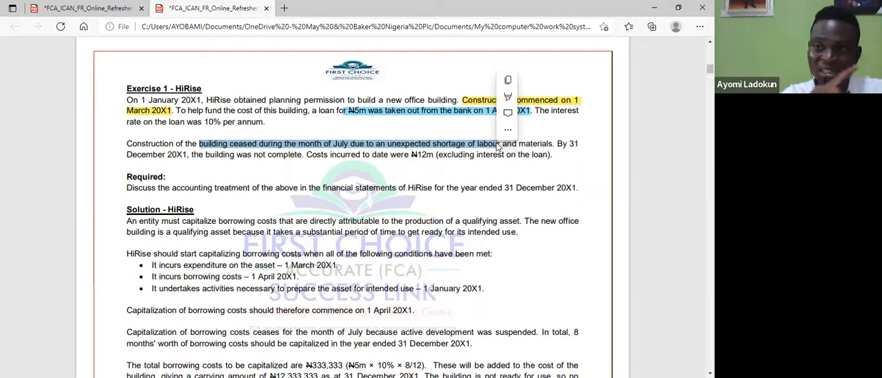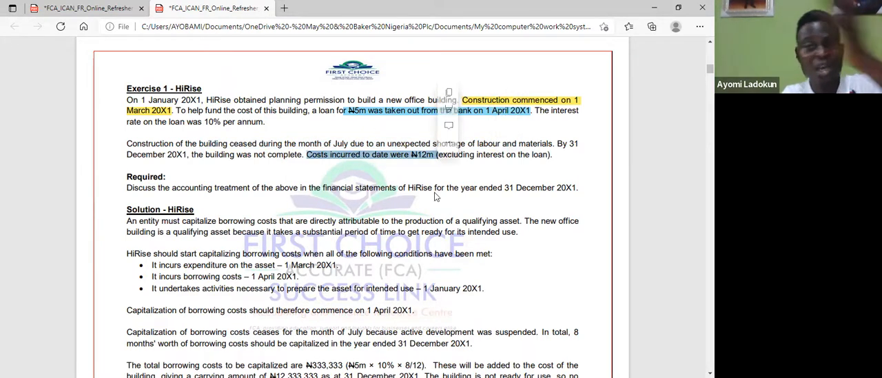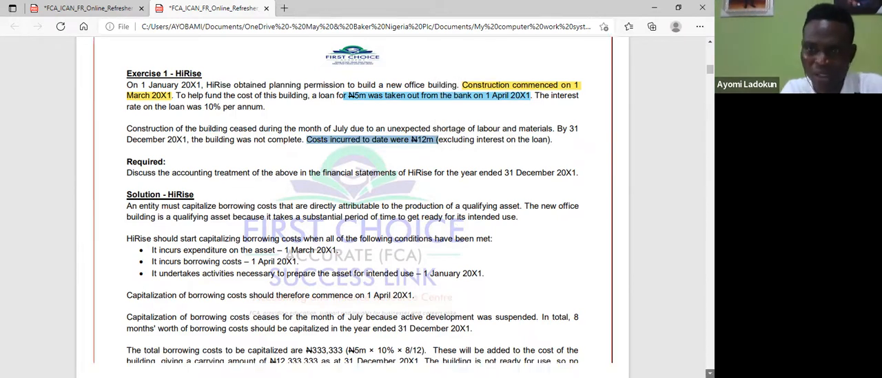I will now say 8 divided by 12, because in a year we have 12 months, multiplied by 5 million, then multiply by 10%, because that is the interest on the loan. Or you can say 5 million multiplied by 10%. The interest is 10% on 5 million, but I will not recognize the whole figure. I need to prorate, and that will be 8 over 12. So whatever answer I get, I will add it to the cost of the asset. How much is the cost of the asset? It is 12 million. I add it and I capitalize. That's the end of that question. It's as simple as that.